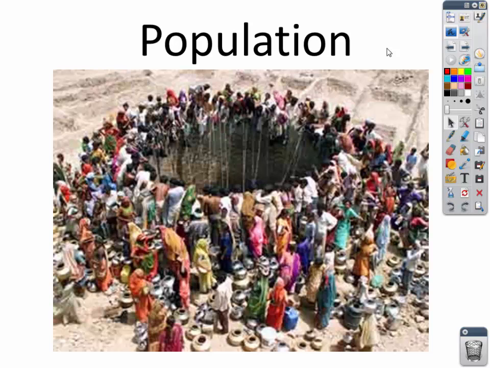Okay, so hopefully you're ready to go, strapped in, and excited to learn about population study. And we're going to start off by talking about humans, and then we're going to take these concepts and apply them later into a unit on biodiversity and wildlife.